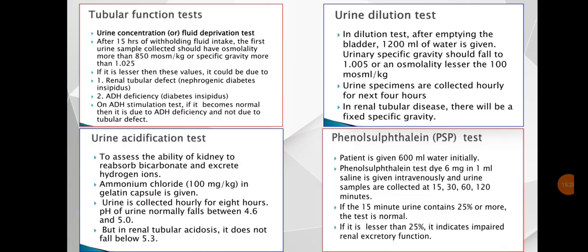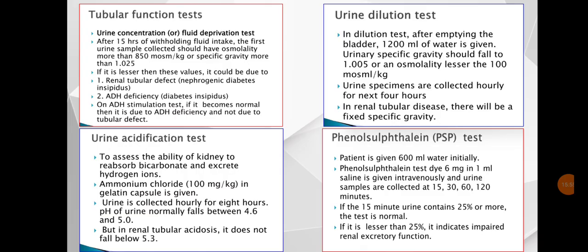Sometimes after 1200 ml of water is taken, urine specimens are collected hourly over the next 4 hours, and then we can assess how much the urine dilution is, actually how much urine is put out. It will help to assess renal tubular disease. Indirectly, the specific gravity of the urine also needs to be measured.